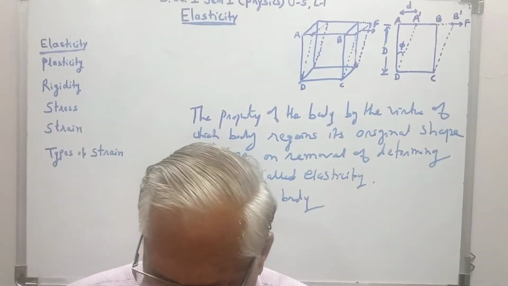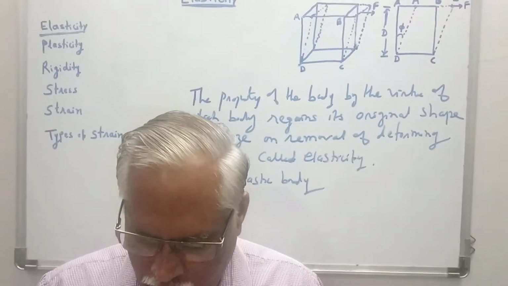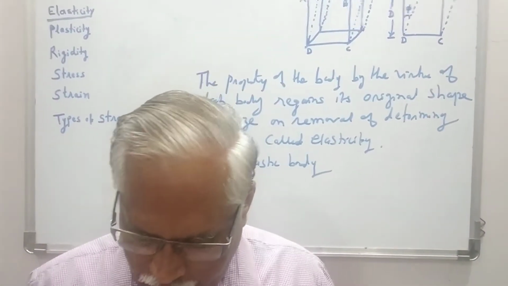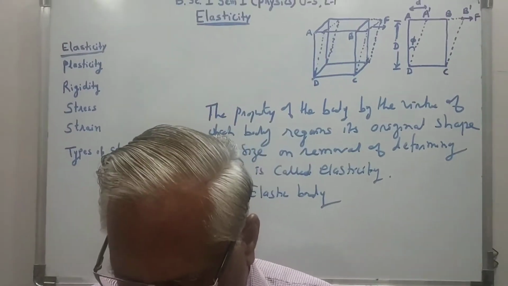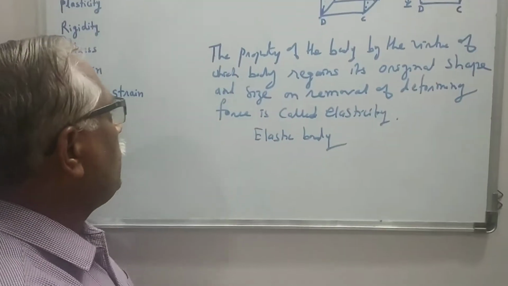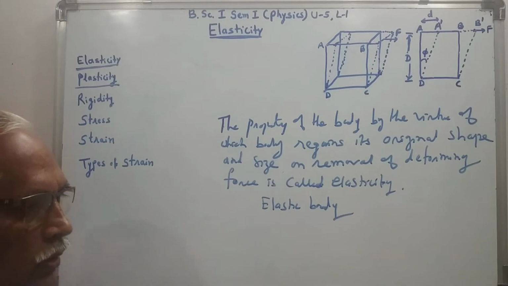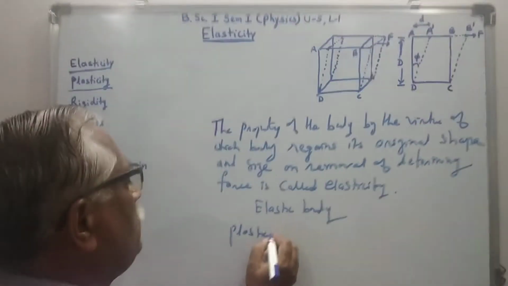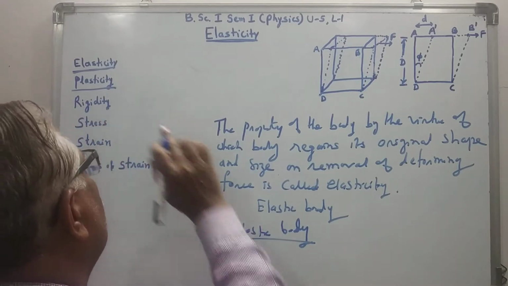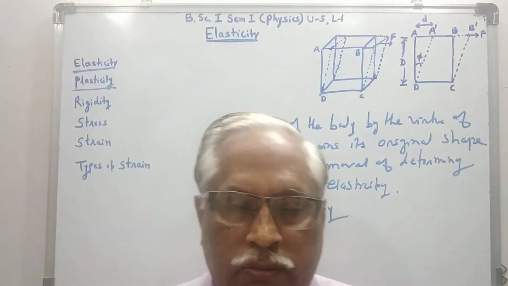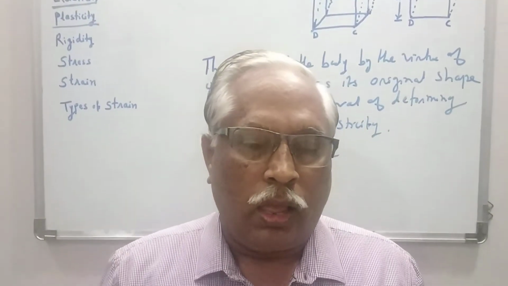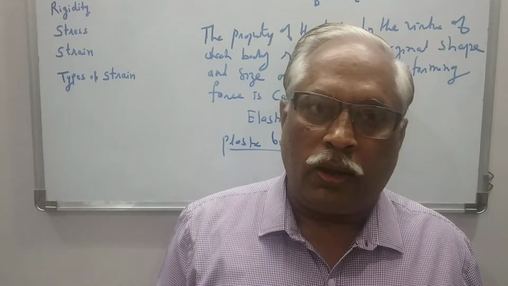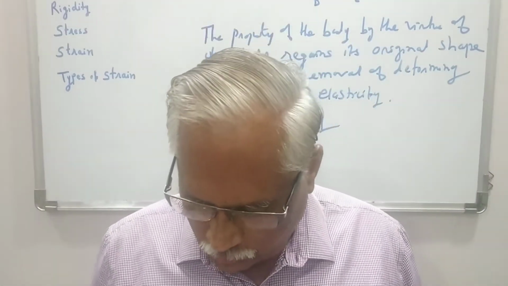If there is a permanent change in the shape and size of the body, that is, the body retains the deformed shape and size even after removing the deforming force, then such a property of the body is called plasticity. And the body which possesses this property is called a plastic body. In the case of plasticity, when the external force is applied, deformation takes place, and the deformation produced in the body is permanent. The body will not recover its original shape and size even after removal of the deforming force.